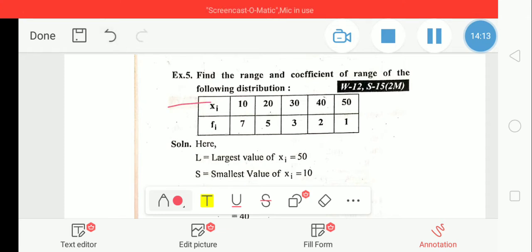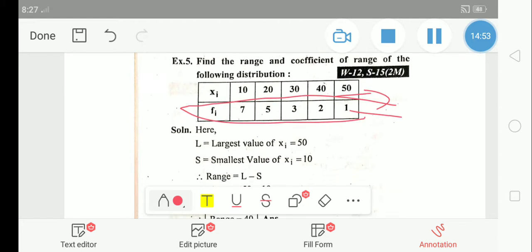Xi are given as 10, 20, 30, 40 and 50. This is our distribution, and Fi is the frequency. They give the frequencies 7, 5, 3, 2 and 1. So this is the distribution, 10, 20, 30, 40 and 50, and this is the frequency of that distribution.